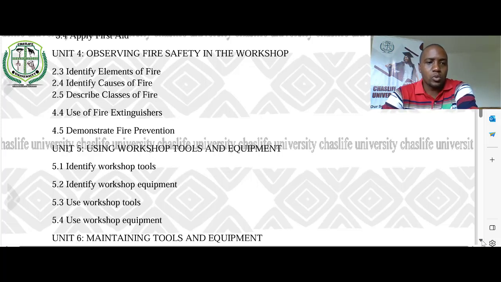So we proceed to Unit 5, where we're going to be using workshop tools and equipment. Under this one, we're going to be identifying workshop tools. We're going to identify the workshop equipment. We're going to use workshop tools. We're going to use workshop equipment as well.